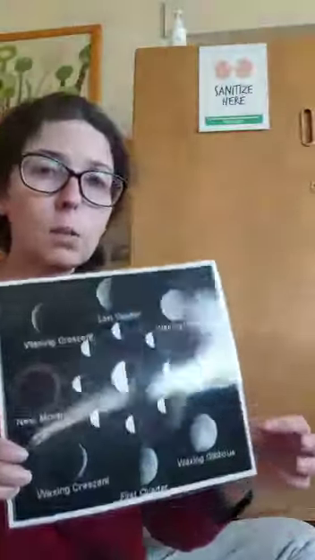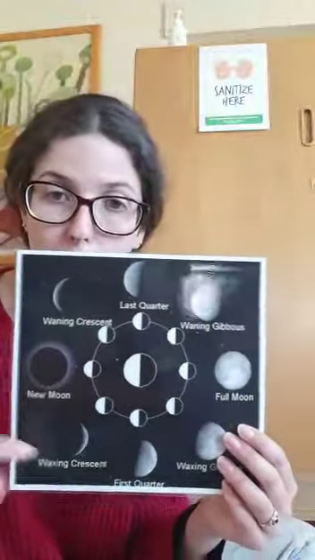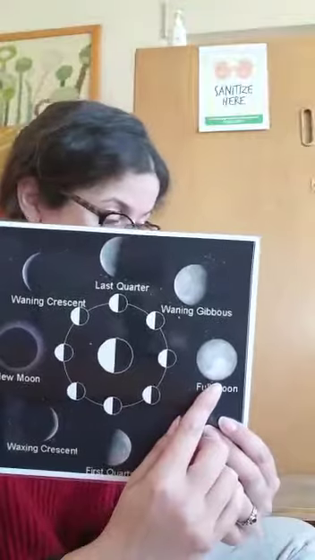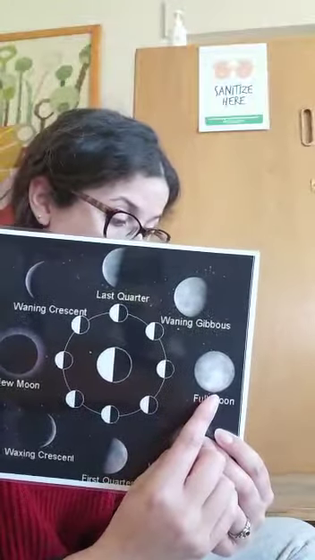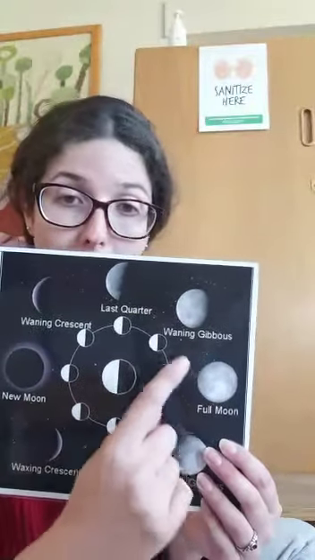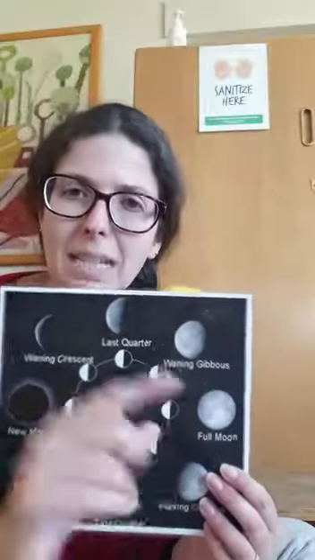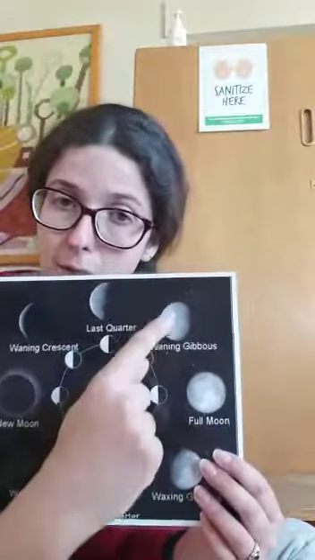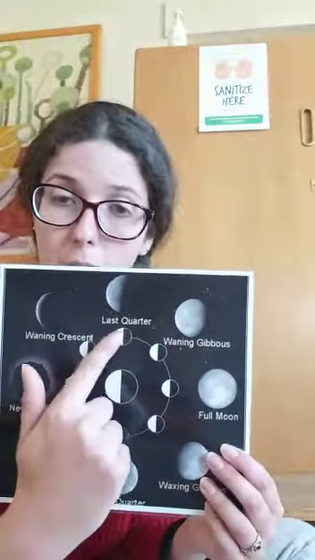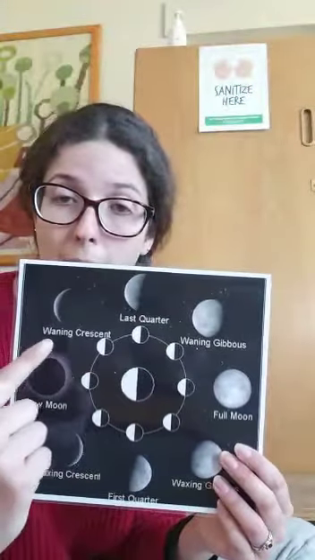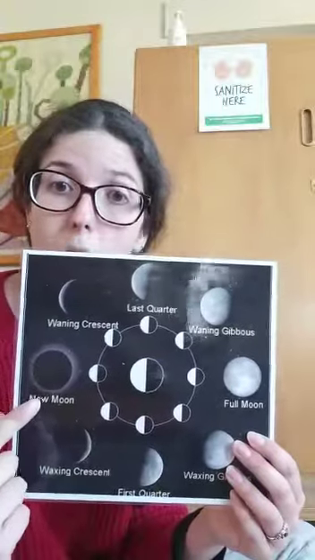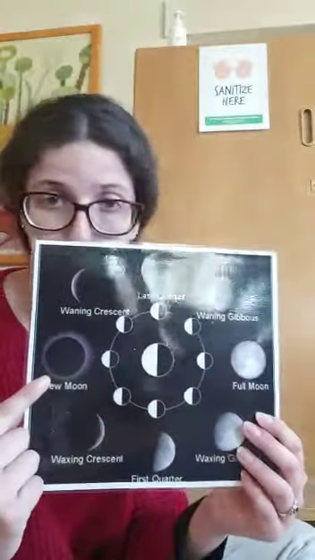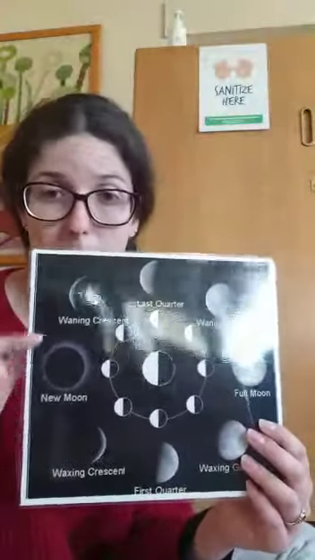So on, I think it was Monday, so 2 days ago, we had a full moon. Then, after the full moon, we get the waning gibbous. Now, the word waning means to get smaller or to get less. So, we have a little less of the moon, then we get our last quarter, then we get the waning crescent, then we get the new moon, and that's when we don't see a moon at all. It's still there, we just don't see it.